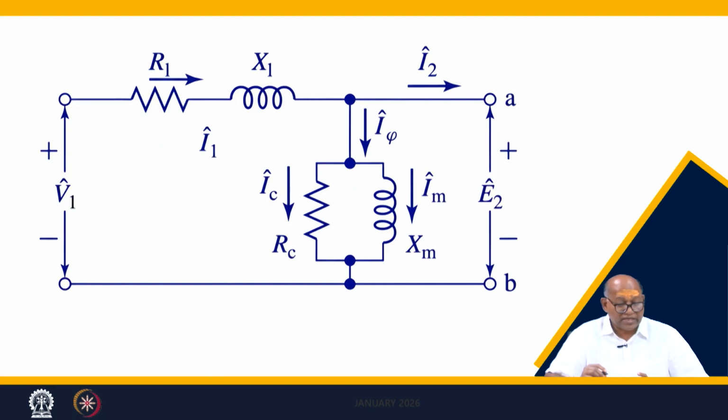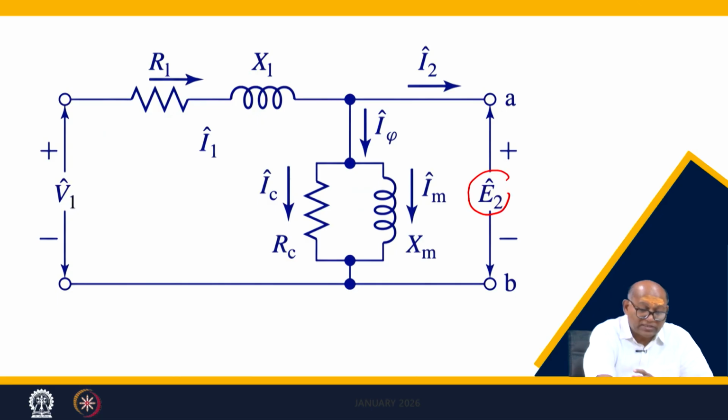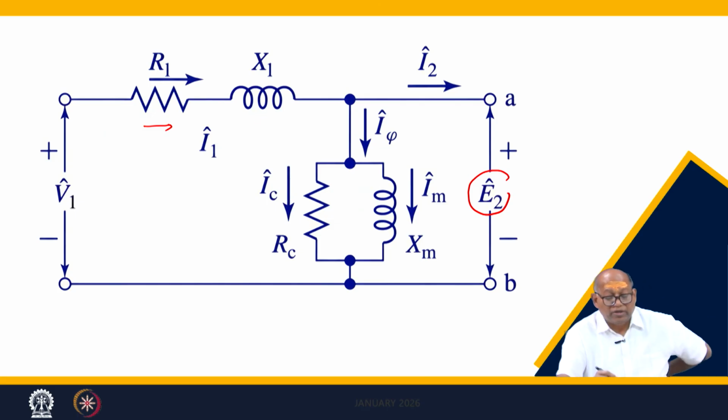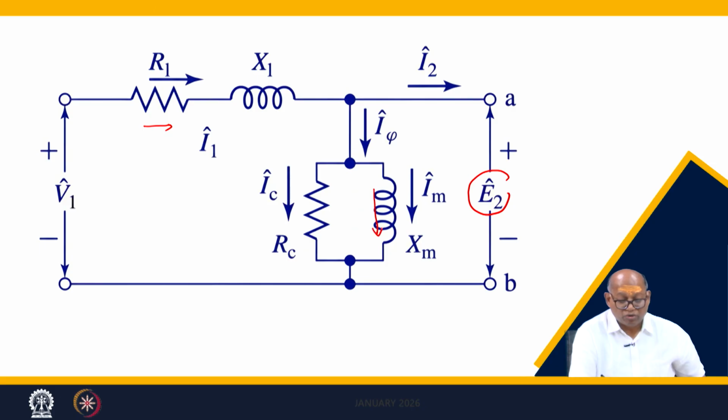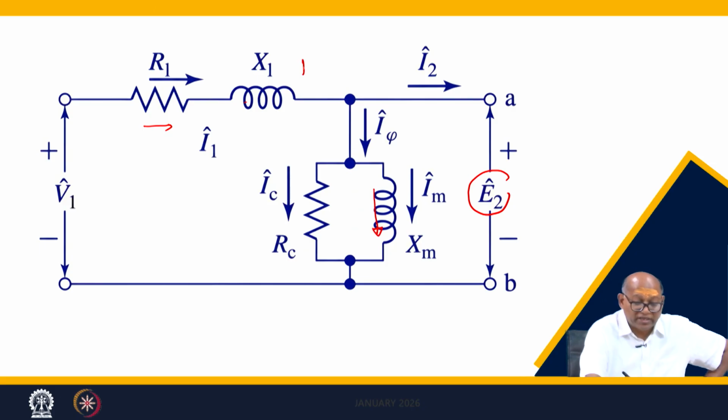We have discussed this earlier, but once again I am coming to it. Forget about the rotor side. The stator has a resistance, the stator resistance. The stator has a leakage inductance, because in the stator winding, this is the common flux which will go to the rotor, but this flux will only stay in the stator. So this is called leakage inductance, just like in a transformer.